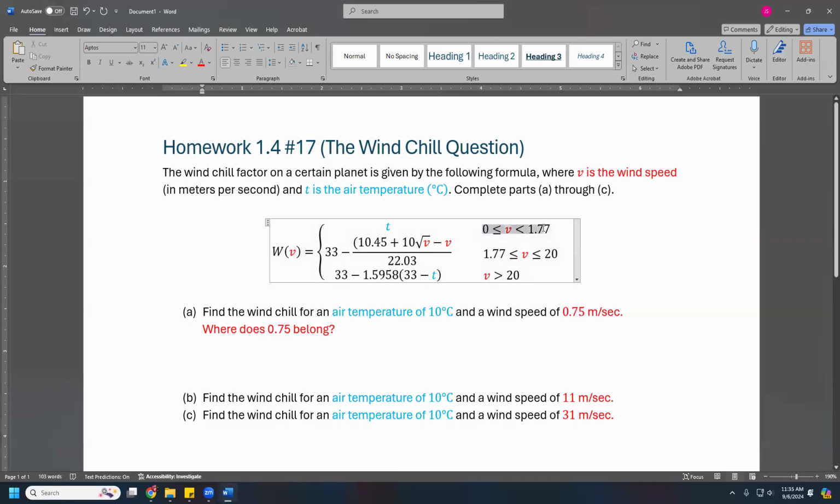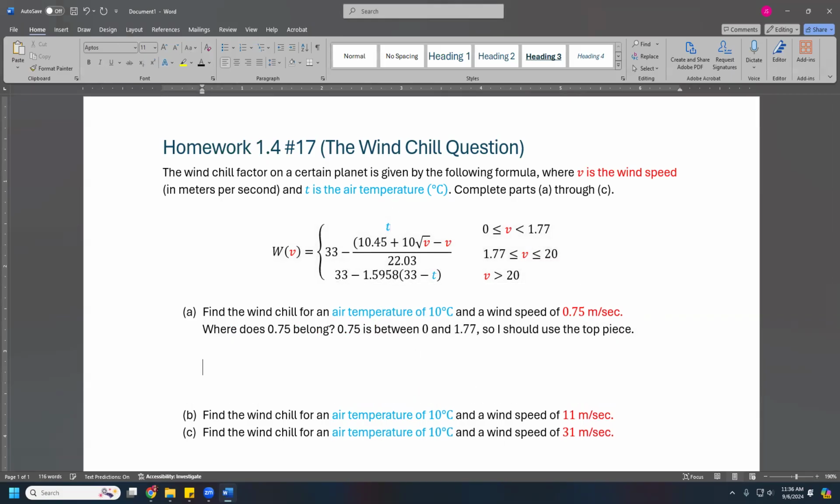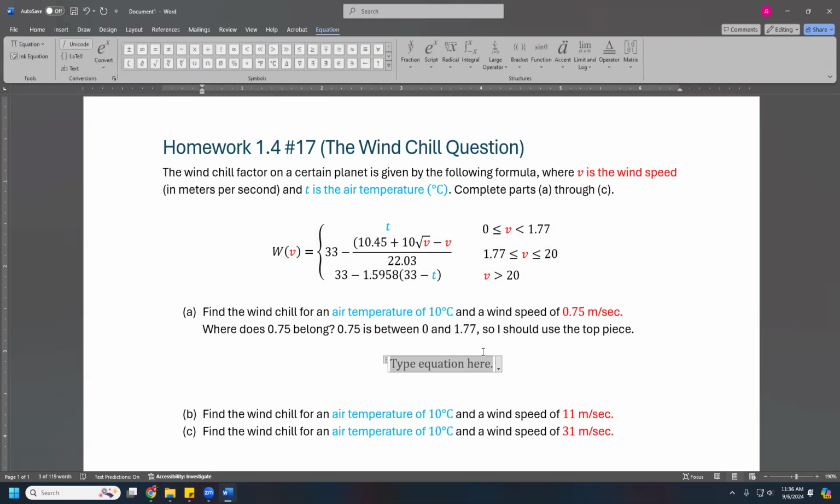I usually tend to start from the top one. I ask myself, does my 0.75 belong to this? And I would say, yes, it does. So I would say 0.75 is between 0 and 1.77. So I should use the top piece. So my first question is, what part of the piecewise function am I in? Right? And it turns out I'm just in the top piece. So the part that matters is the top.